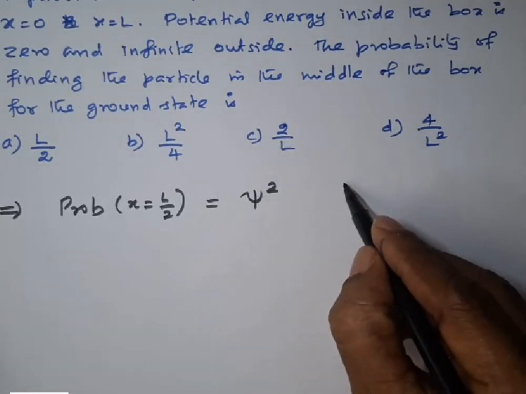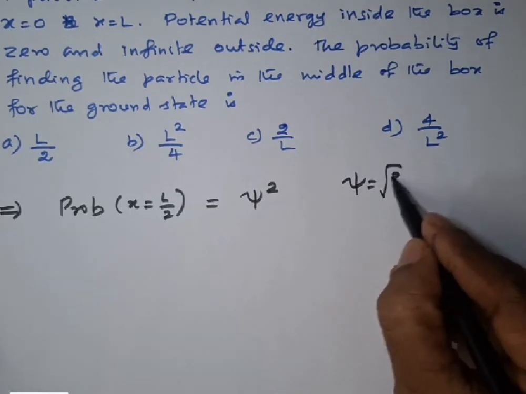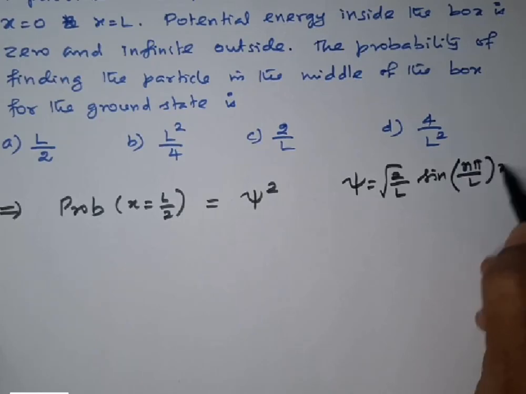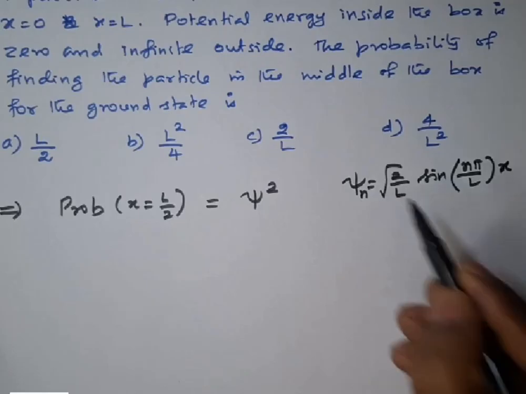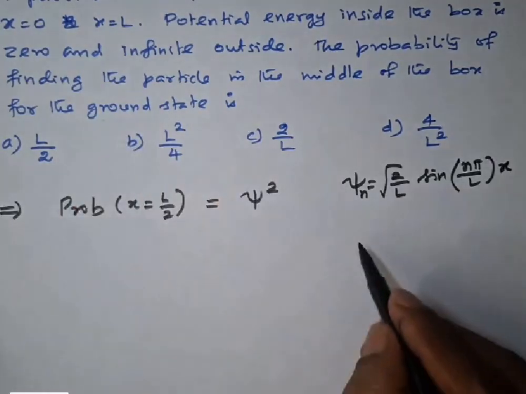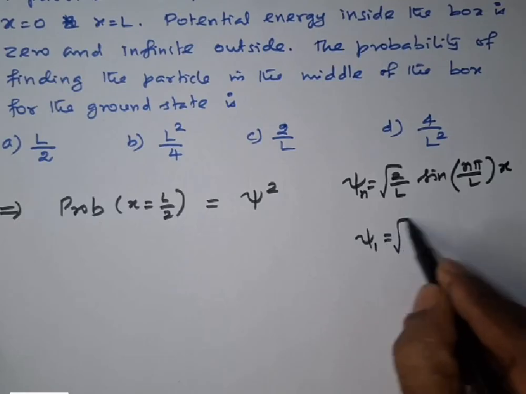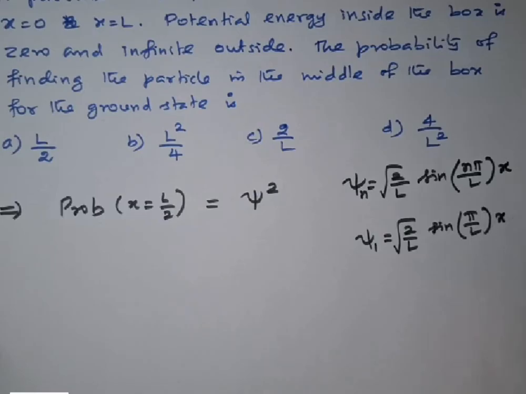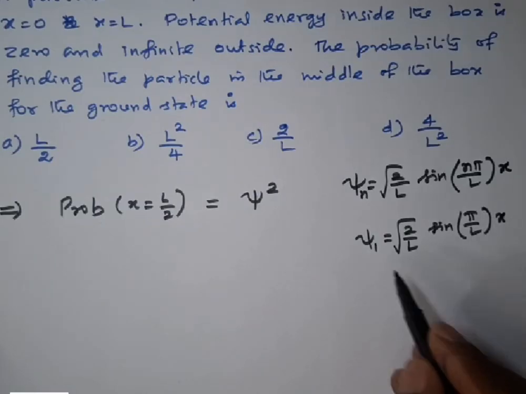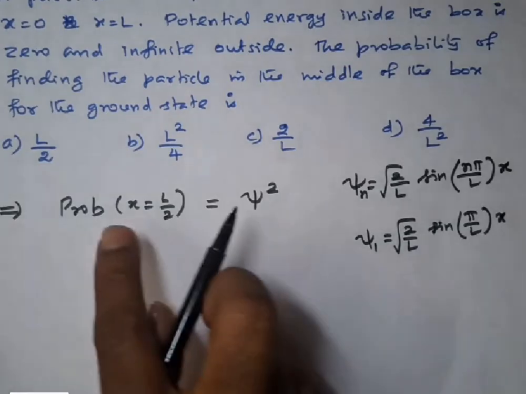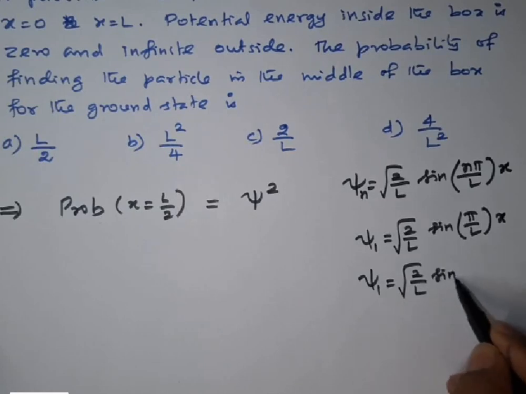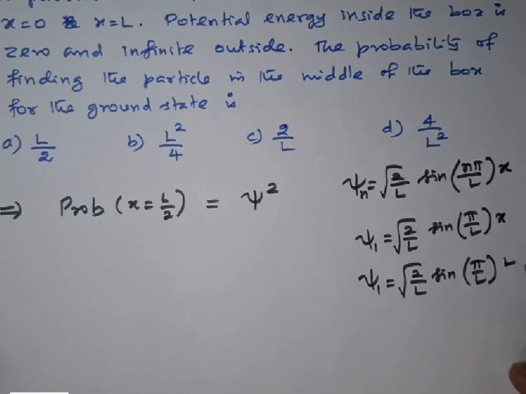You know very well, for a particle in a 1D box, the wave function general formula is square root of 2 by L into sine n pi by L into x, for the nth state. Now since it is the ground state, we should put n equal to 1 here. So square root of 2 by L into sine pi by L into x. Now what is the wave function in the middle of the box? In the place of x, you put L by 2.